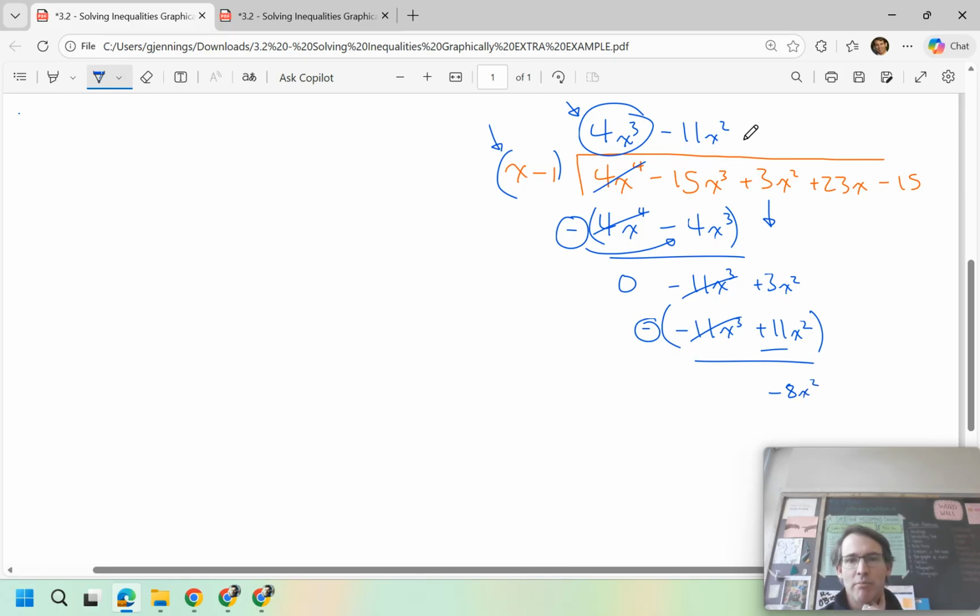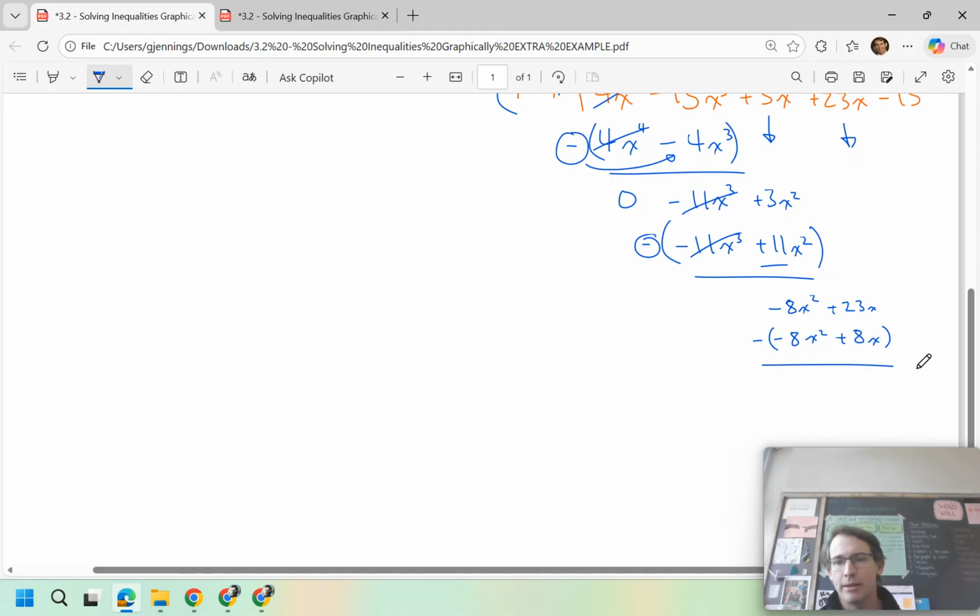So now I need to multiply here by minus 8x, and I multiply that by that, and I get minus 8x squared plus 8x. And I bring this 23x down. So I have plus 23x here. I put this in brackets, and I subtract all the things. So that gives me 0. And 23 minus 8 gives me 15x.